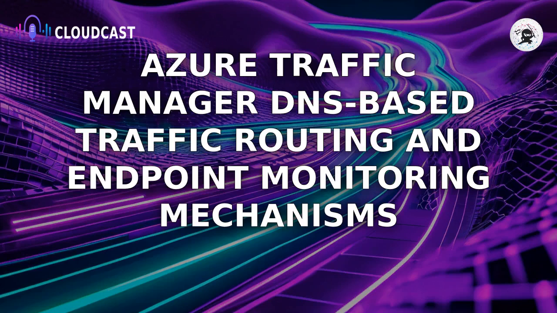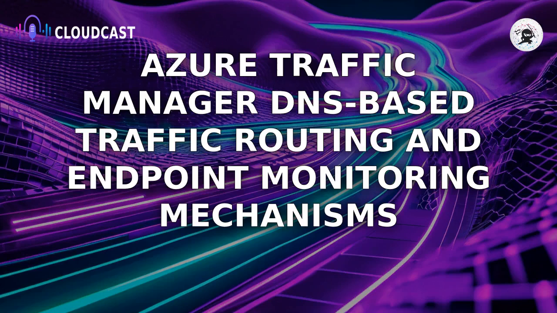Oh, so when a user types in my app's URL, Traffic Manager just tells their browser which server IP to connect to? Exactly right. Here's the technical flow. In production, you'll have your custom domain like www.contoso.com with a CNAME record pointing to your profile.trafficmanager.net. So when your user's browser asks its DNS resolver for www.contoso.com, that CNAME redirects the query to Traffic Manager's DNS servers.